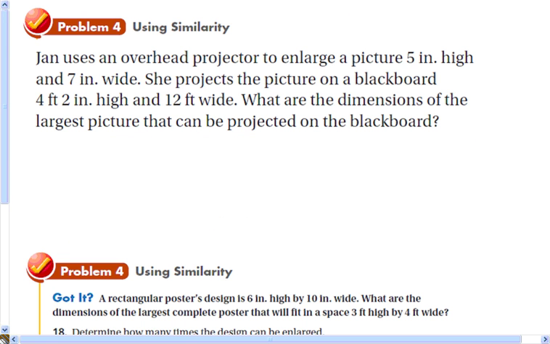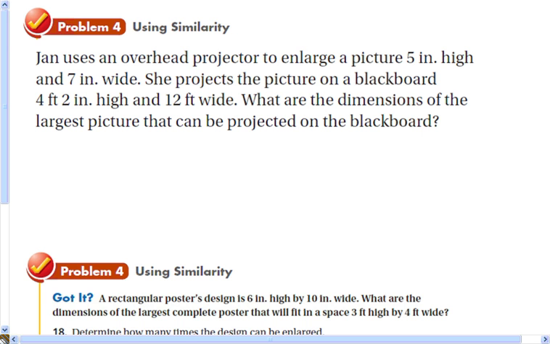All right, problem 4, using similarity. Jan uses an overhead projector to enlarge a picture 5 inches high and 7 inches wide. She projects the picture on a blackboard 4 feet 2 inches high and 12 feet wide. What are the dimensions of the largest picture that can be projected?